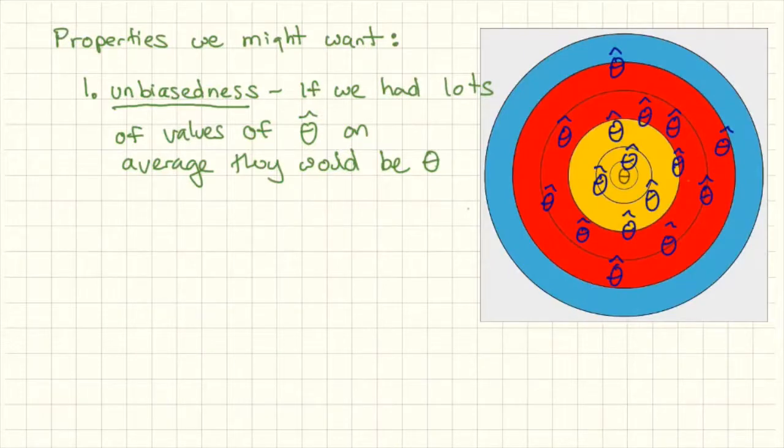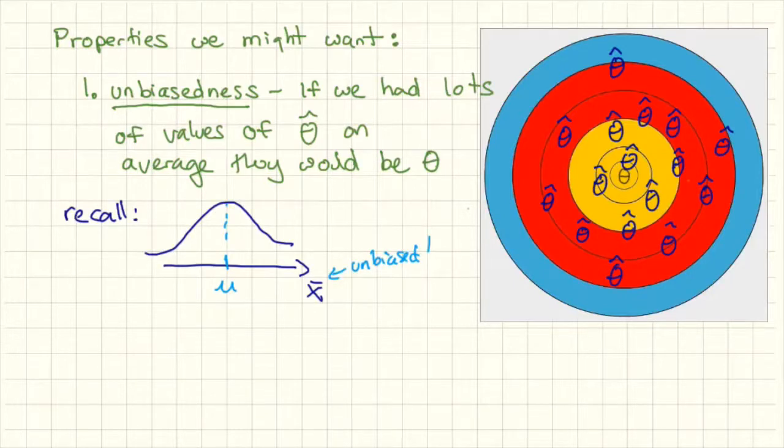So here are some properties we might want. One of them is unbiasedness. And if your estimator is unbiased, it means that if you have lots of values of the estimator, on average, they would be centered around the truth. So you can see in the middle of my bullseye, I have a little theta. That's the true value of theta. And these estimators, if I took the average of all of them, I should get that if I did this sampling many, many times.